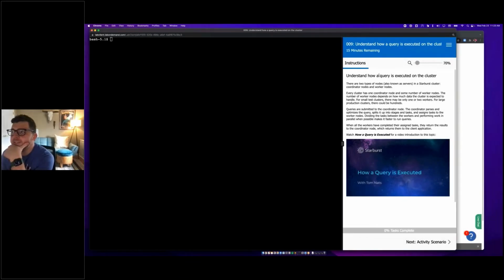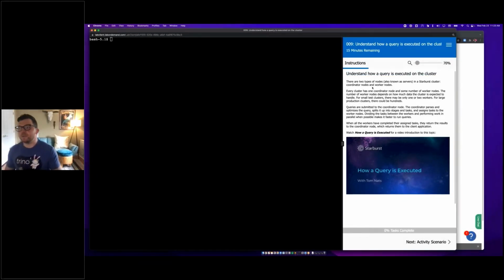The first lab is really about understanding how a query is executed on Starburst. As I mentioned before, there are two nodes within a Starburst cluster. You have the coordinator node, which is the brains of the operation, where we connect our BI tool, our client of choice, our CLI of choice, to that coordinator node. The worker nodes are the actual workhorses, or compute, that go and actually execute the SQL and grab the data from the underlying data sources that we have connectivity into.